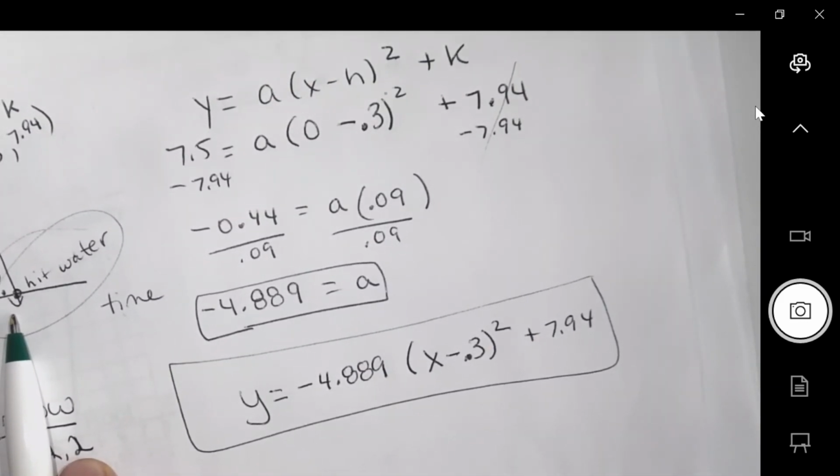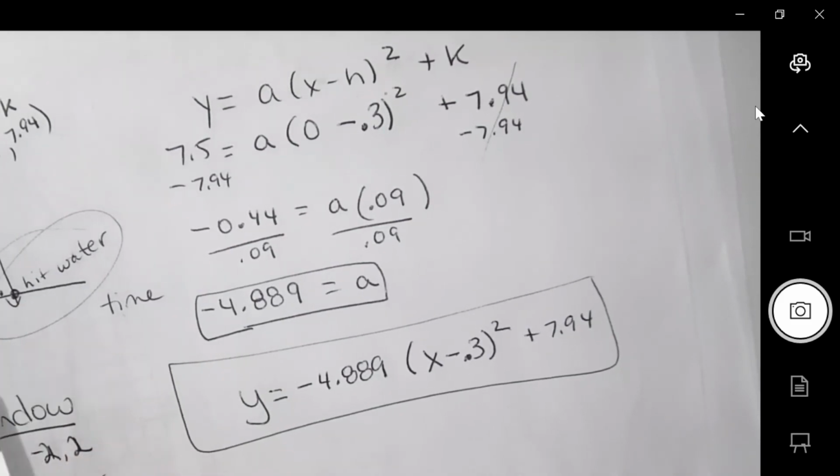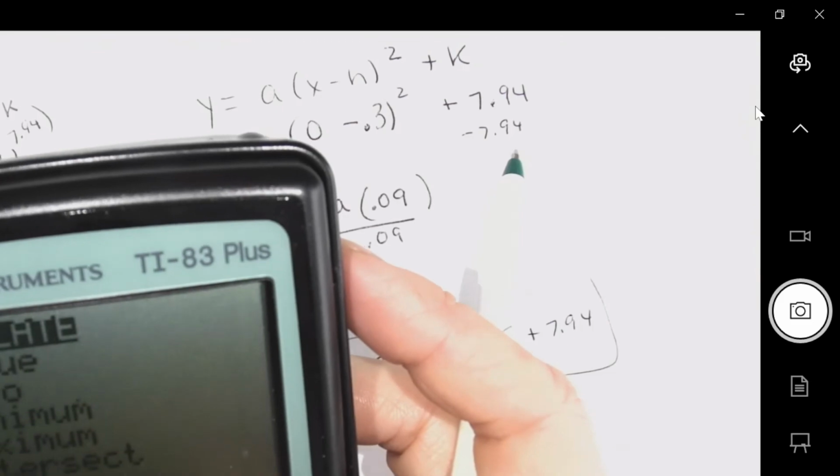Okay, answer the question. Figuring this out. So get me a 0. Second, calculate a 0.